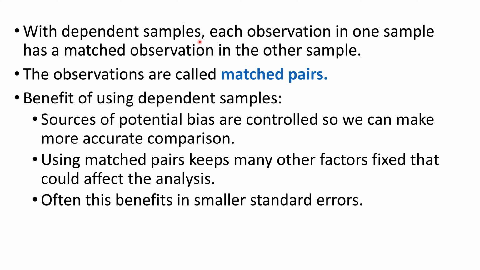With dependent samples, each observation in one sample has a matched observation in the other sample. Those types of observations are called matched pairs. Here are benefits of using dependent samples. Sources of potential bias are controlled, so we can make a more accurate comparison. Using matched pairs keeps many other factors fixed that could affect the analysis.